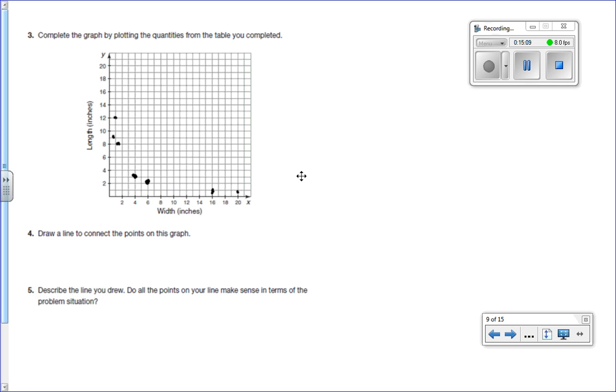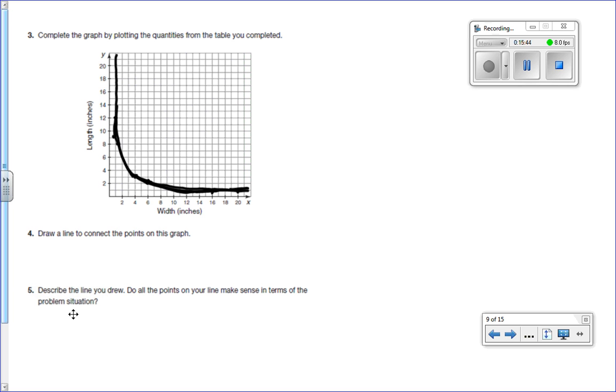So the next question just says to draw a line. So your line should look something like this. And if I continued this, it would just go straight up. Again, it is very difficult to do this on this program.